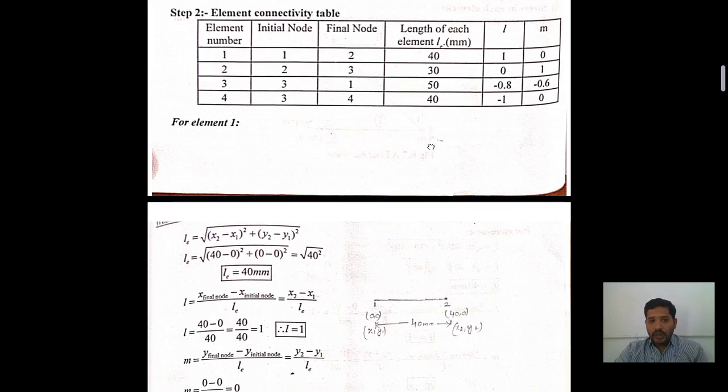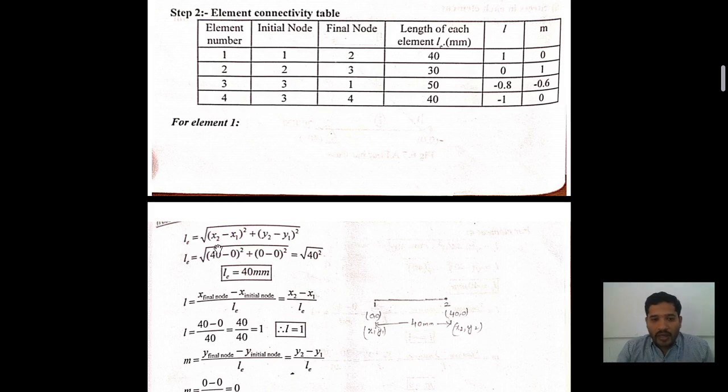Let us see. First of all, we need to find out for element number 1. We need to find out the values of LE, L and M for element number 1, and the same procedure we have to follow for element number 2, element number 3, as well as element number 4. After that, we will get the values of L and M. Is it right? First of all, we go for element number 1. LE is equal to the square root of, we have the formula, (x2 minus x1) whole square plus (y2 minus y1) whole square. Already we drew the derivations.